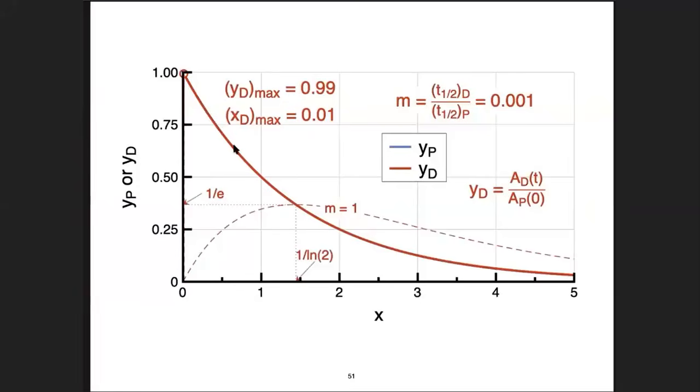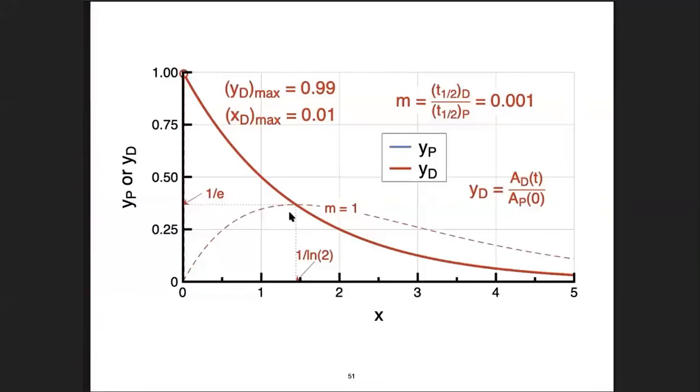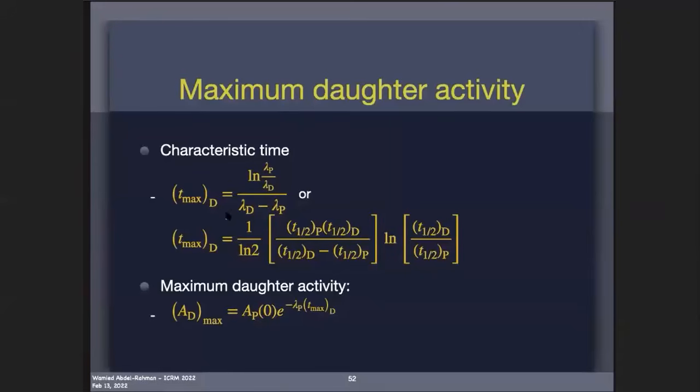So here, this is the activity of the parent. It's just an exponential decay, but the activity of the daughter initially is 0, and the activity grows until it reaches a maximum, and then will decrease. And the maximum daughter activity occurs at this point here. This is called the characteristic time, and it's given by this relationship, and it's related to the half-lives of the parent and the daughter.